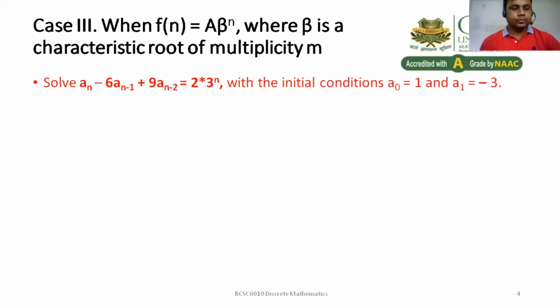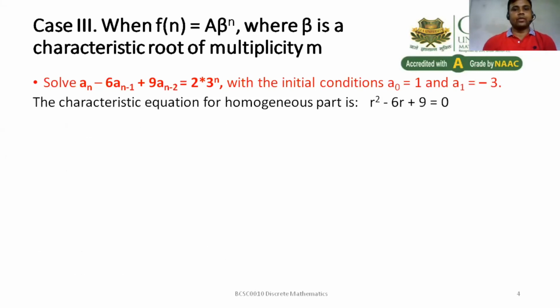Okay, in this problem, the first thing we have to do is find its homogeneous solution, and that will be obtained by writing its characteristic equation, which is r square minus 6r plus 9 equals 0. If we simplify this, we get r equals 3 and 3. Here 3 is a characteristic root of multiplicity 2, because 3 appears as two roots of this given recurrence relation.